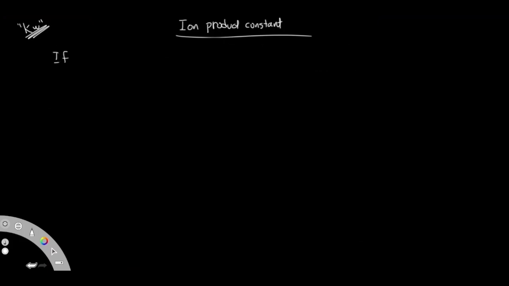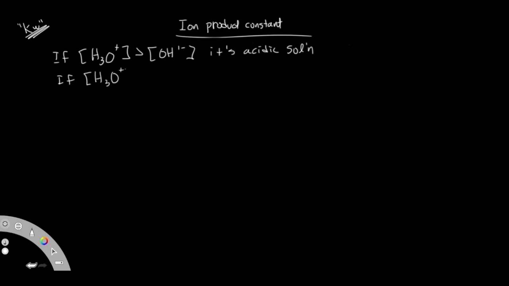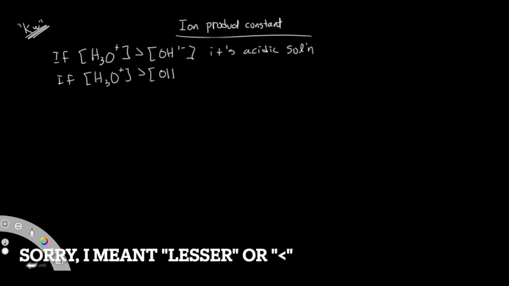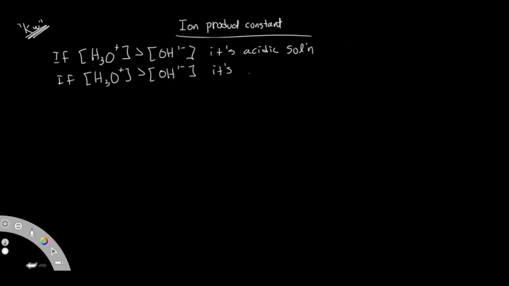Now, if the concentration of our hydronium is greater than our concentration of our hydroxide, it is an acidic solution. If, however, the hydroxide here is greater than the concentration of our hydronium, it's obviously going to be basic. And if they are equal, it should be pretty obvious, it's neutral.